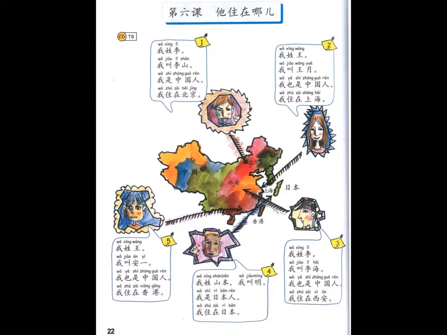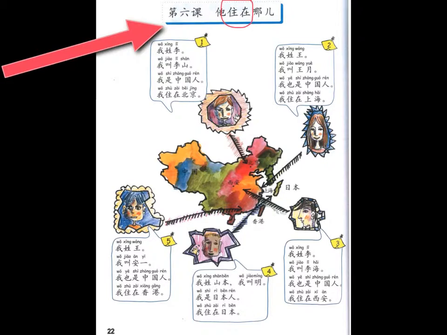Okay, so we're going to start with the lesson title, which is at the top of the page there. So 第六课, which means the sixth lesson, and it says 他住在那儿, which means he lives where. Now, what we need to work out is how we break up that little grammatical pattern there. So if I put my cursor here and I show you just there, that one is 住在.